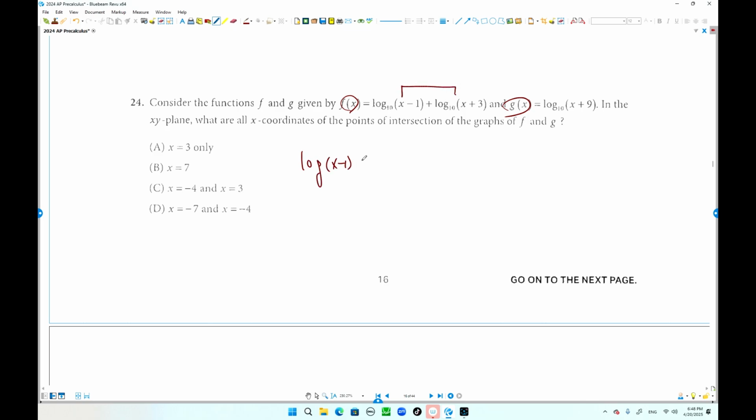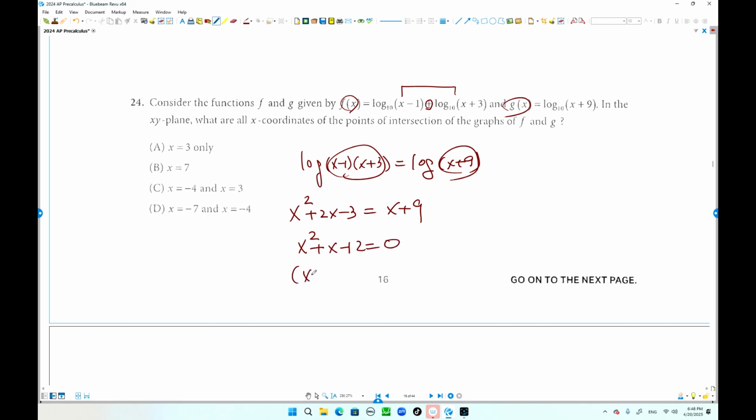Okay, we can make a common log, right? I'll combine this one, x plus 3. Addition inside is what? Multiplication, okay? Product. That is log (x plus 9). So the insides should be equal, right? So this is x squared plus 2x minus 3 equals x plus 9. x squared plus x minus 12 equals 0.